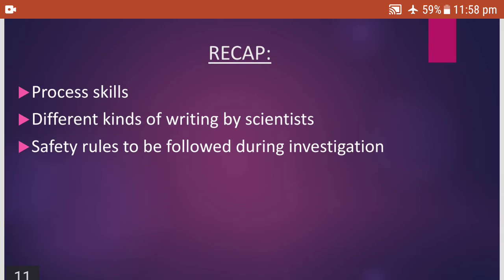So children, today we have seen process skills and the different kinds of writing by the scientist, and also the safety rules to be followed during the investigation.